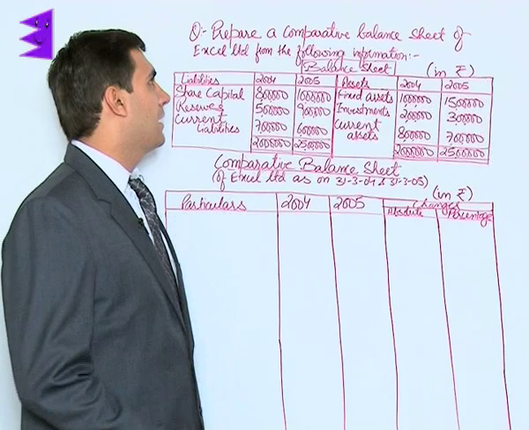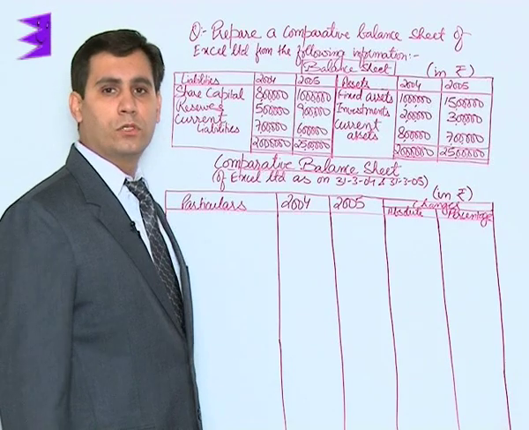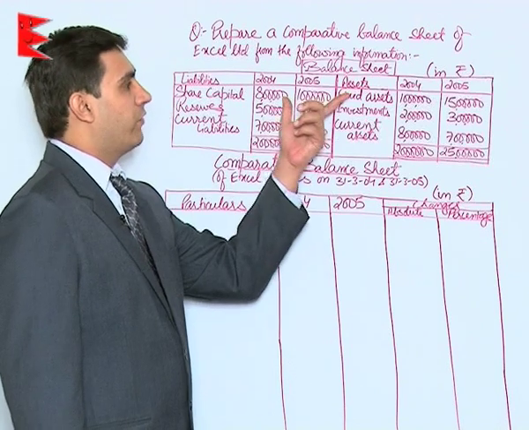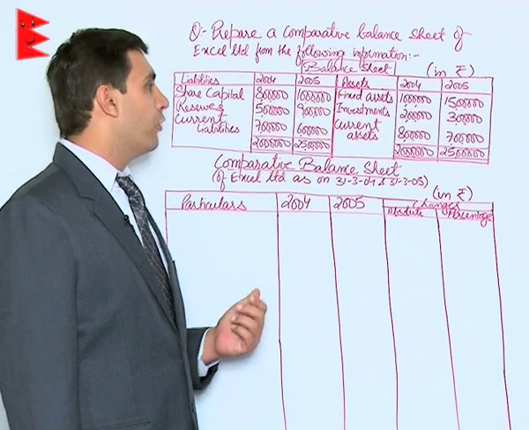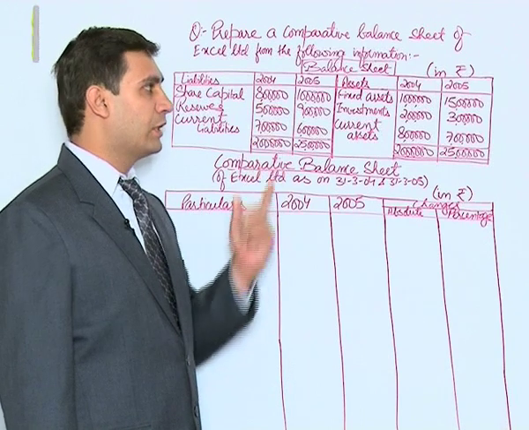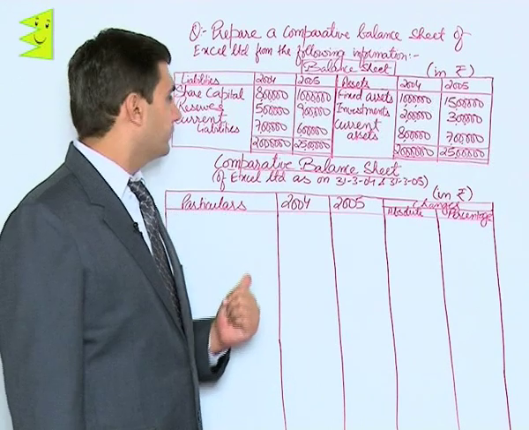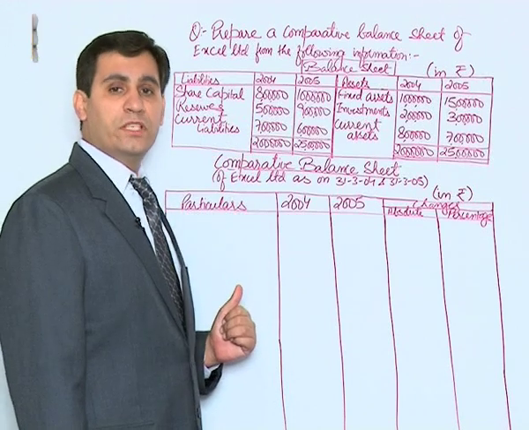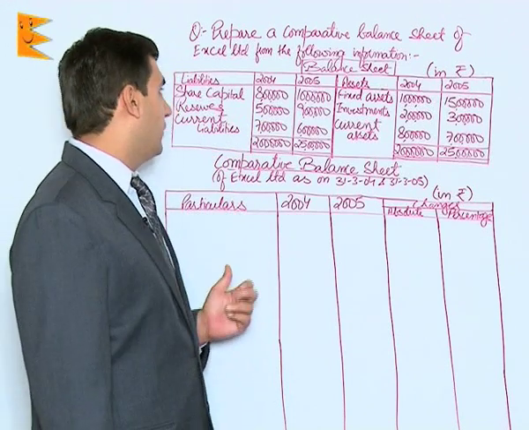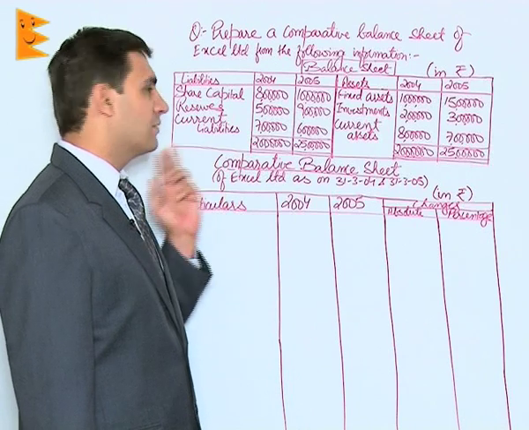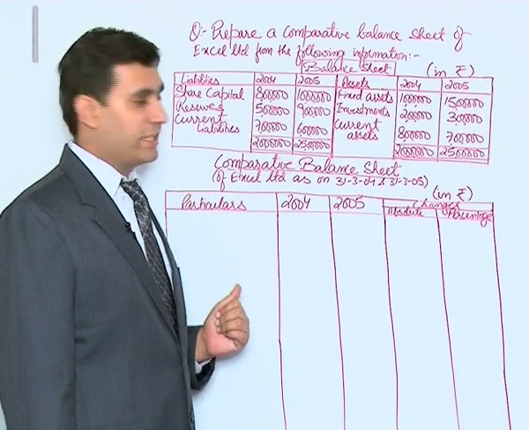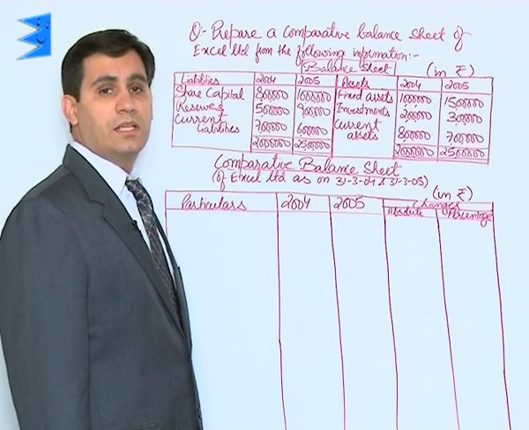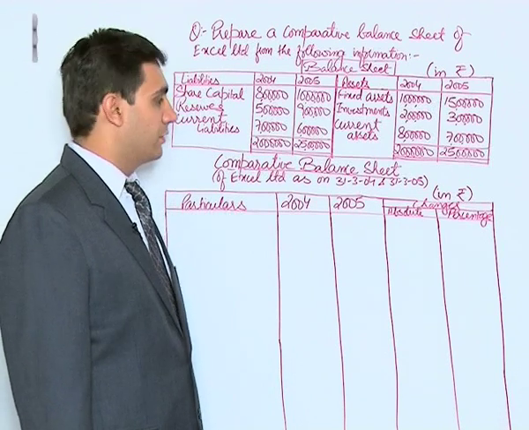Prepare a comparative balance sheet of Excel Limited from the following information. Now here we are given information in the form of balance sheets for 2 years, that is for 2004 and 2005, and we are required to prepare a comparative balance sheet for these 2 years. The information includes share capital, reserves and current liabilities on the liability side, and on the asset side we have fixed assets, investments and current assets.